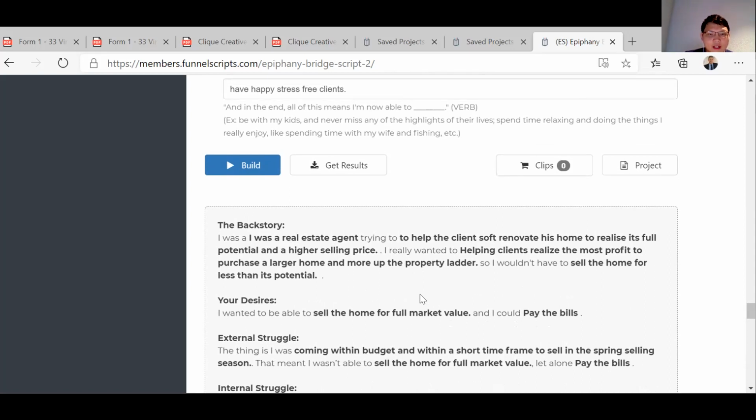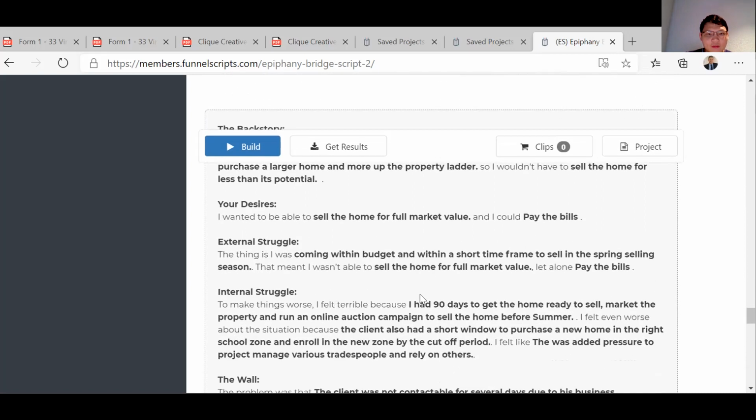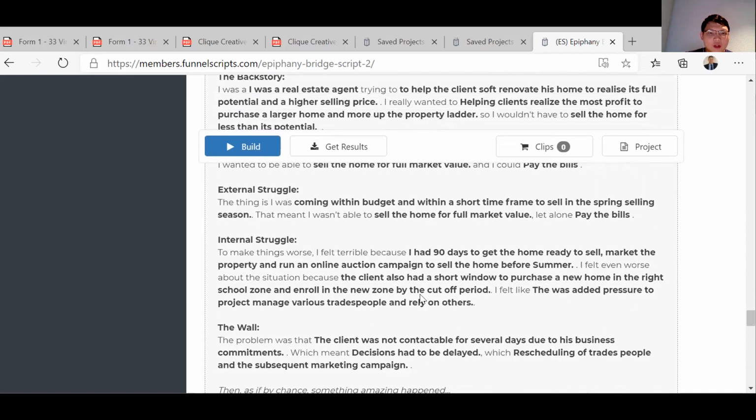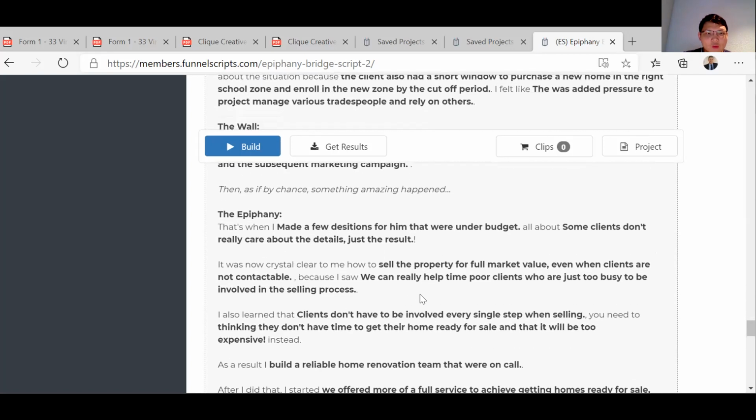I was coming within budget and time frame, and the sale in spring season. I wasn't able to, but you got some struggle. The struggle is because the client was not contactable. The internal struggle is that you got 90 days to do it. Also the client had a short window to purchase a new home in the right school zone. The wall is that the client was not contactable, and then you hit a wall.